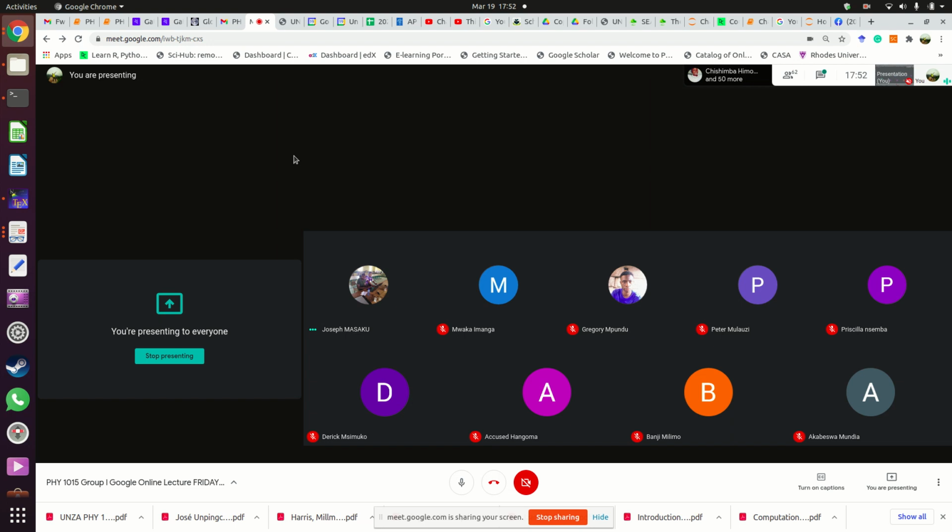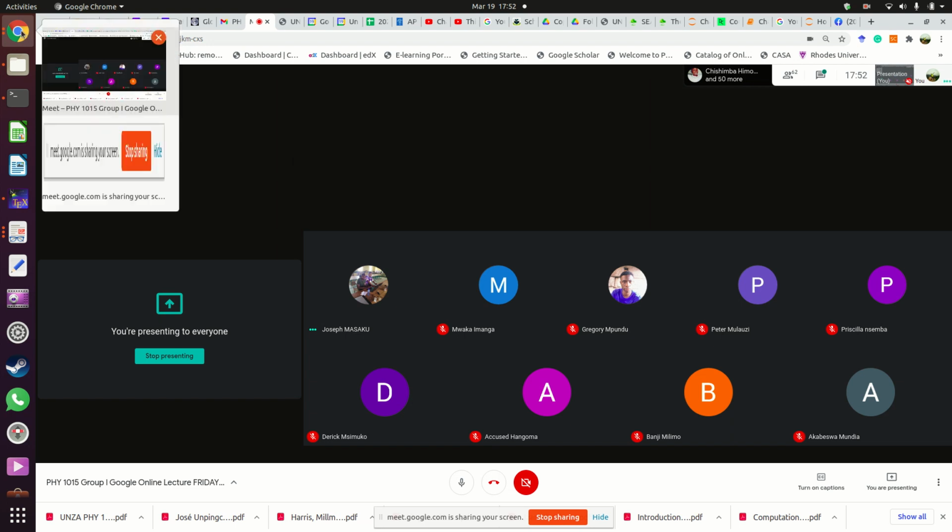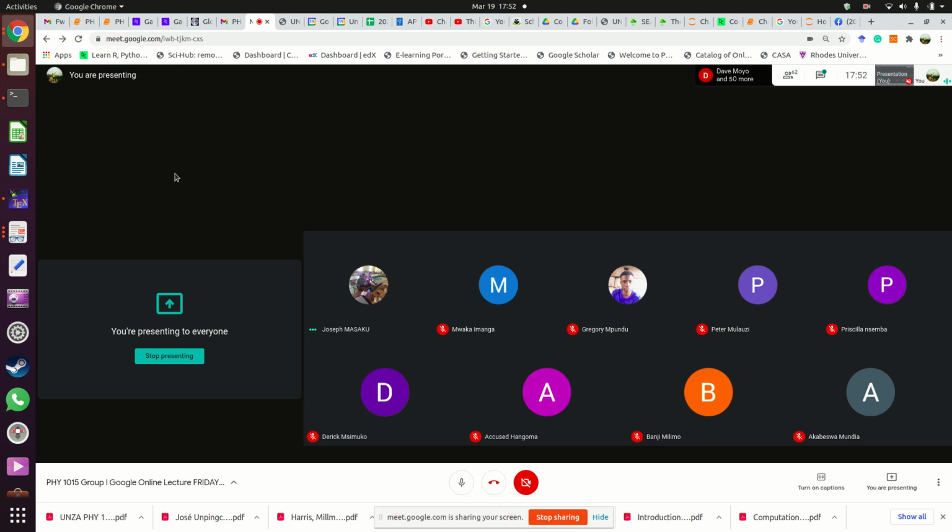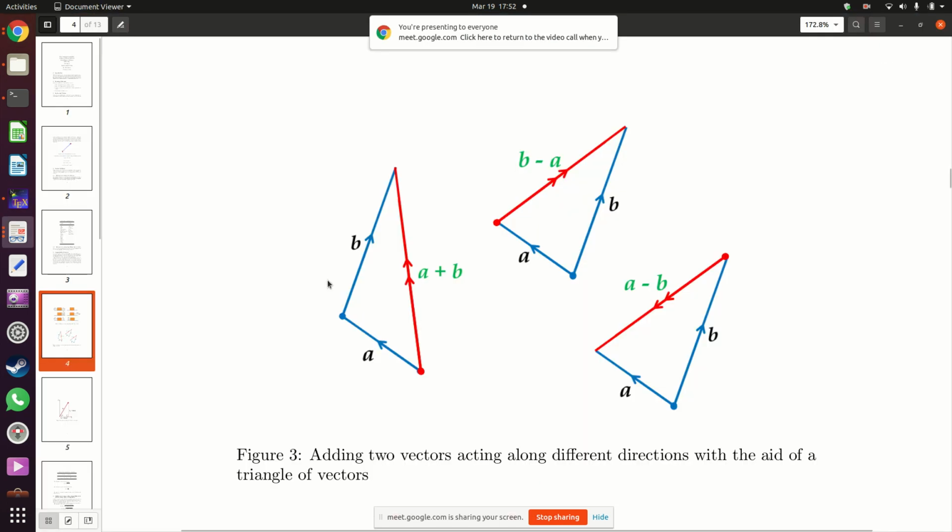But we actually do it in an even better way. So when you're actually solving a problem which involves vectors, you do not use these triangles. We don't use these triangles. We use a different method at first year.